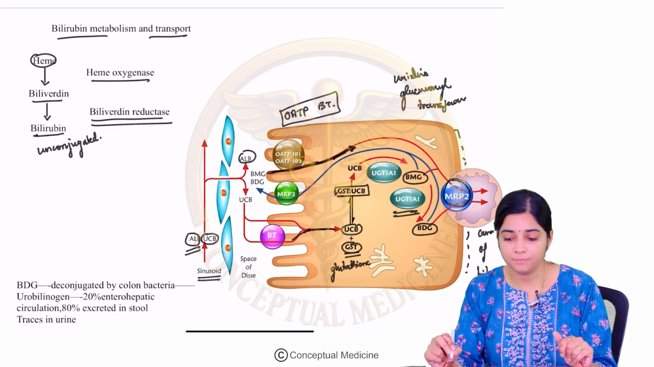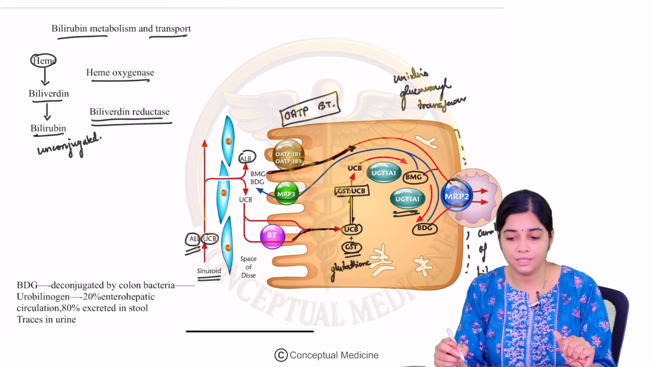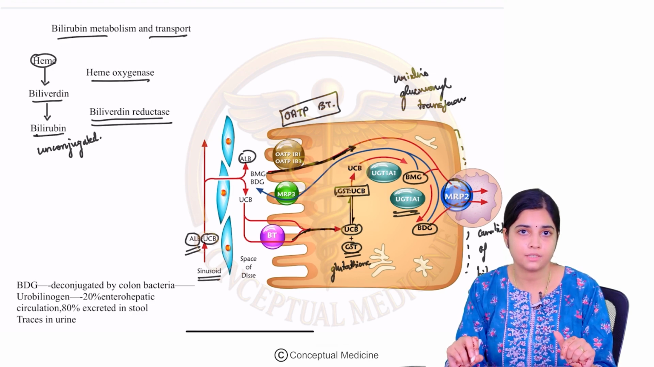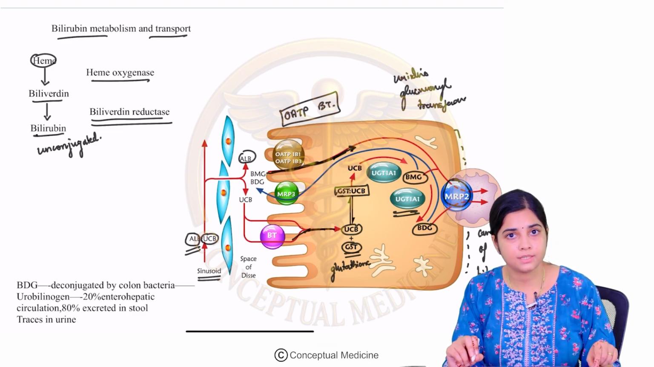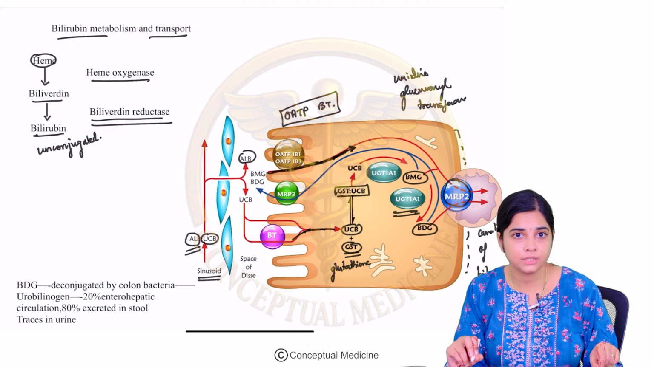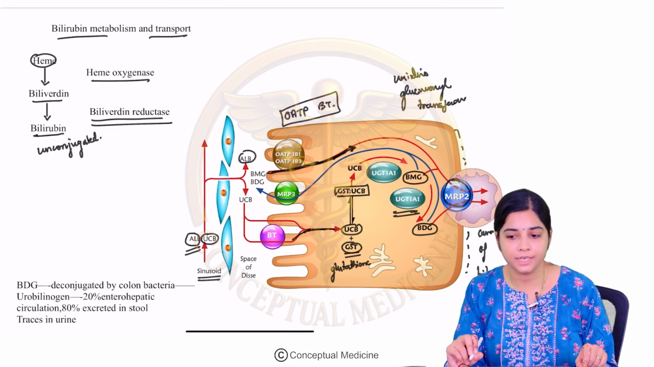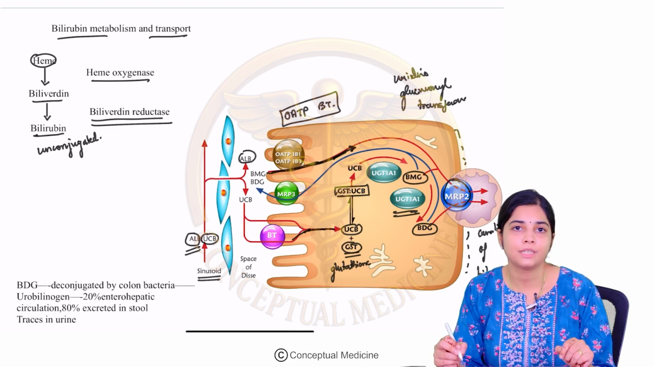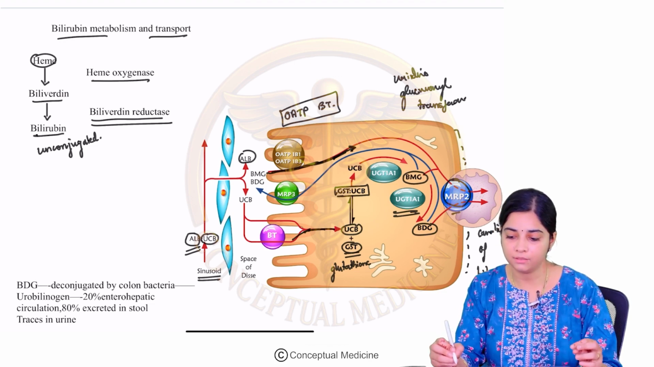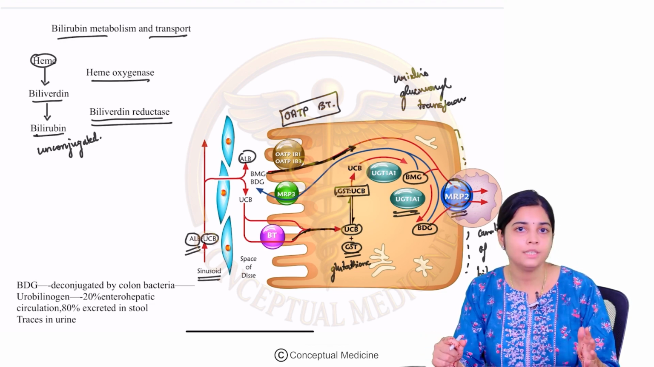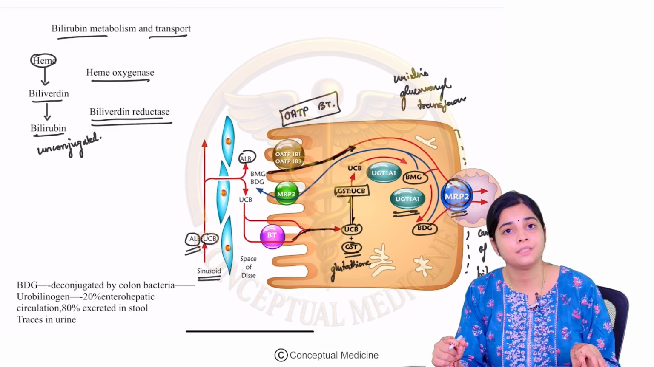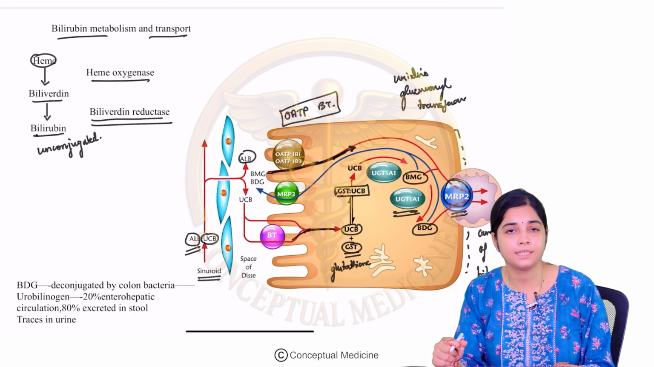And this is brought about by the help of the enzyme UGT1A1, or the uridine glucuronosyl transferase. So it results in the formation of bilirubin monoglucuronide, then bilirubin diglucuronide, which is then transported into the canalicular membrane into the bile duct via this MRP2. So till here clear. Conjugation happens in the liver and conjugated bilirubin is excreted into the bile.